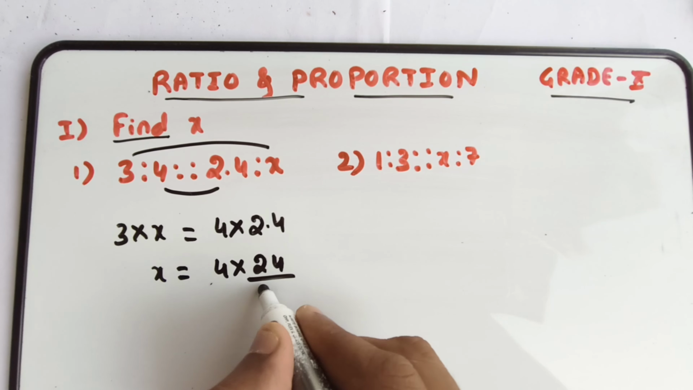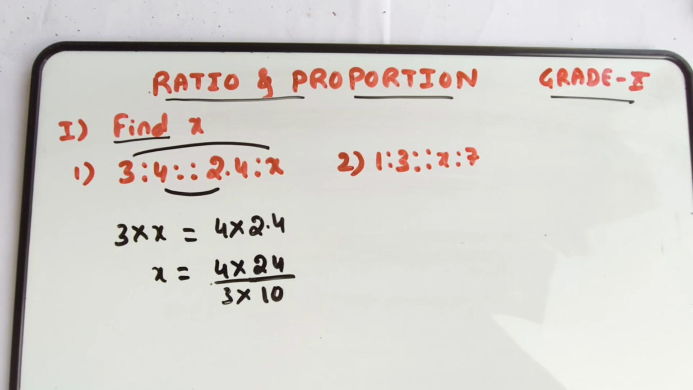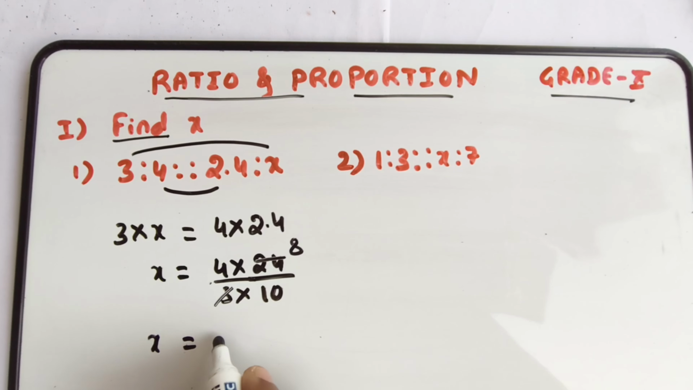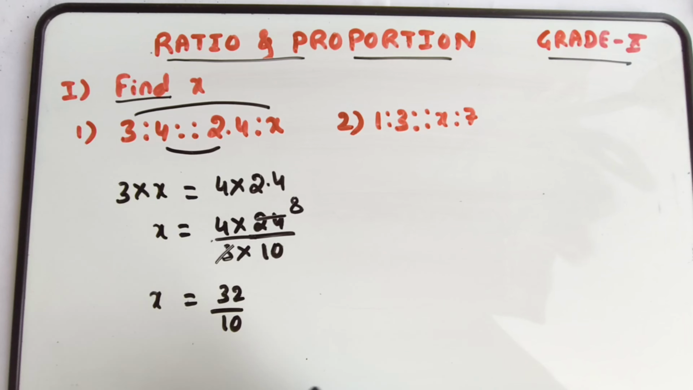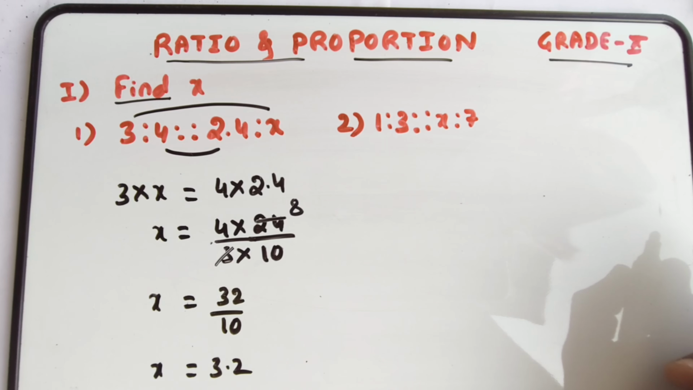That is 3 into x is equal to 4 into 2.4. Make x alone here. That is 4 into 24 divided by 10, whole divided by 3. 3 ones are 3, 3 eights are 24. That is 8 fours are 32 divided by 10. That is 3.2, the answer.